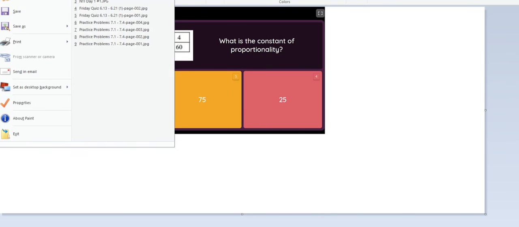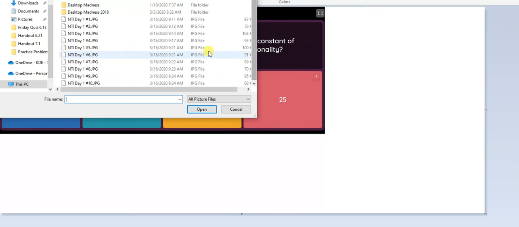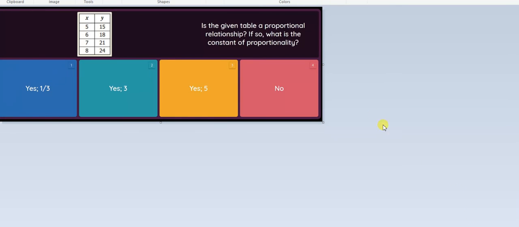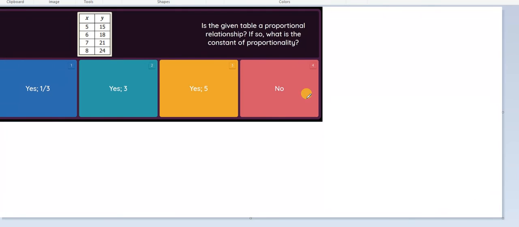All right, let's go to the next one, number 4. So problem number 4. And this one wants to know if it's proportional, what's the constant? So first of all, is there a proportional relationship? Well, let's see. We've got 5 times 3 gives me 15. Does that work here? 6 times 3, yes. 7 times 3, yes. 8 times 3, yes. So yes, times 3 is our answer there.